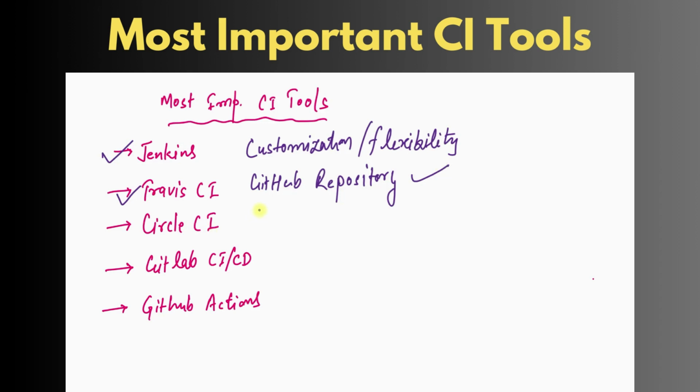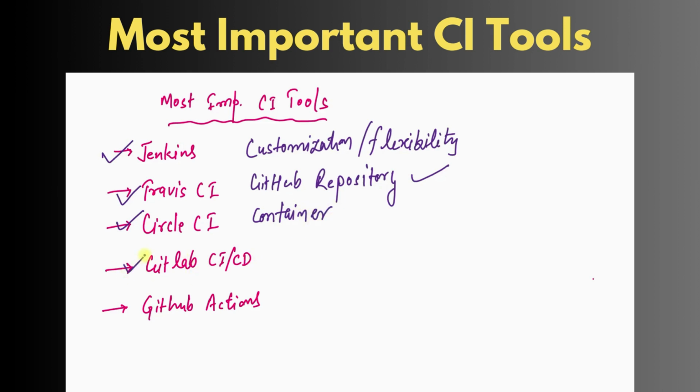Now let's talk about Circle CI. Circle CI is a cloud-based CI/CD platform with support for Linux and Mac OS environments. Also, it supports Docker and Kubernetes. So it's a great tool suited for teams that need a scalable and container-centric CI/CD solution. So mainly it is used for container-centric work.